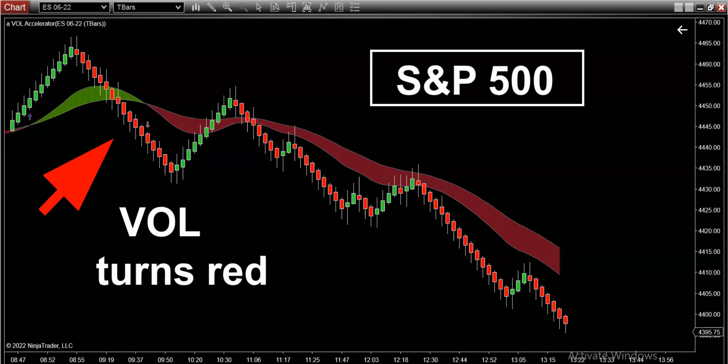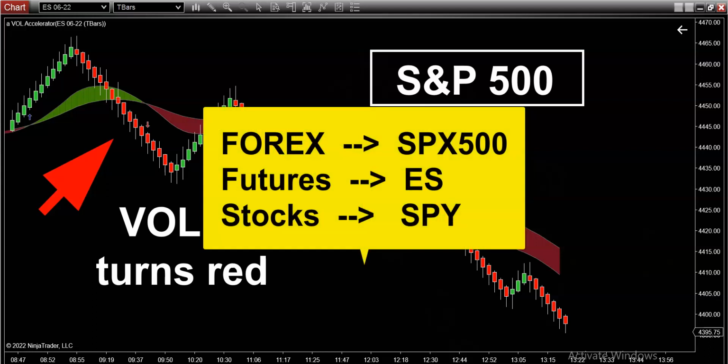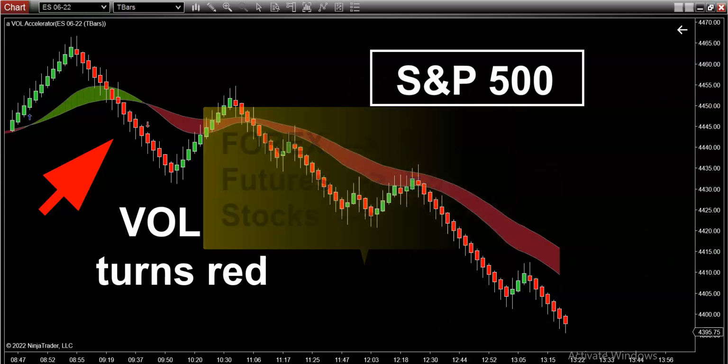What you're seeing on the screen right now is a chart of the S&P 500. You guys know this is the global benchmark. If you trade Forex, your symbol is SPX 500. If you trade futures, your symbol is ES. And if you trade stocks and options, your symbol is SPY, what they call the SPY.